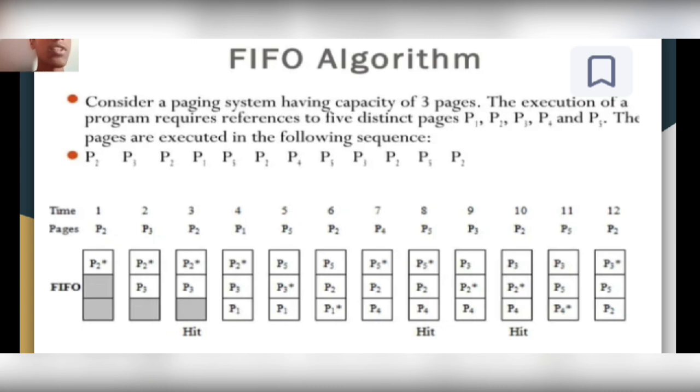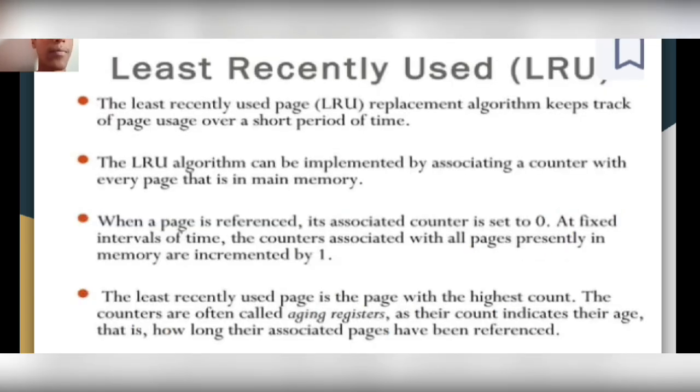FIFO algorithm. Consider a paging system having a capacity of 3 pages. The execution of the program requires reference to 5 distinct pages: F1, F2, F3, F4 and F5. The pages are executed in the following sequence: F2, F3, F2, F1, F3, F2, F4, F5.